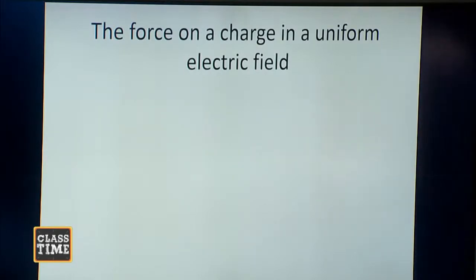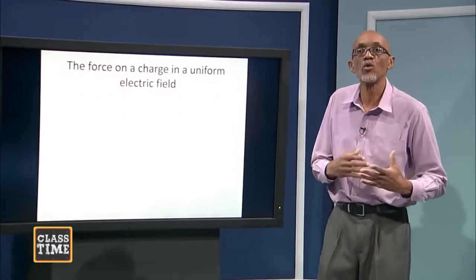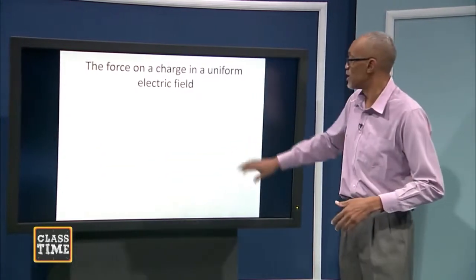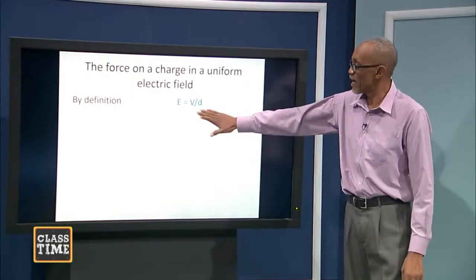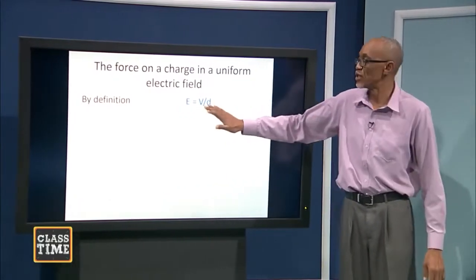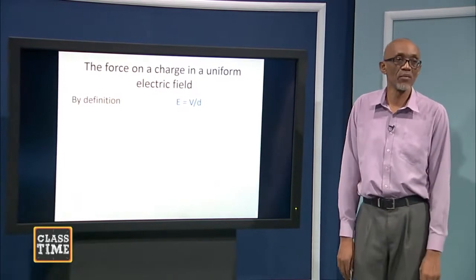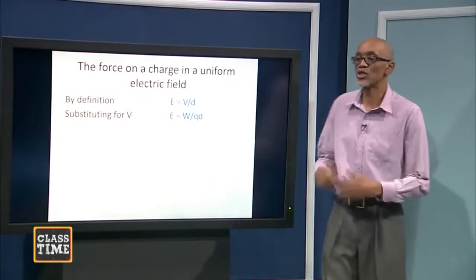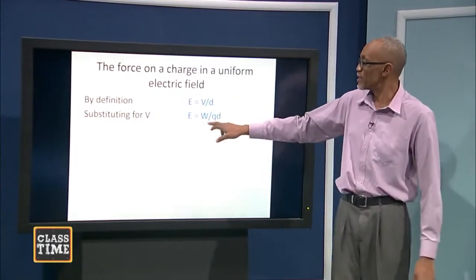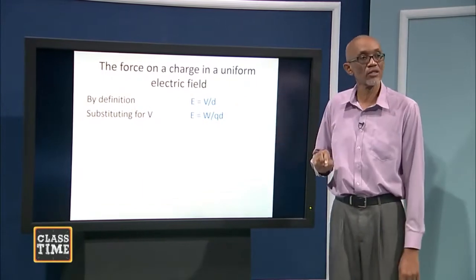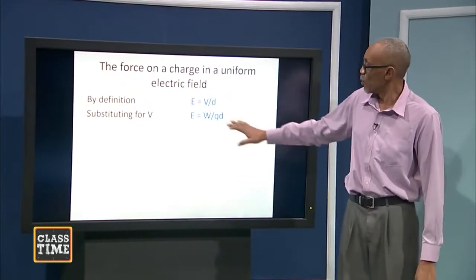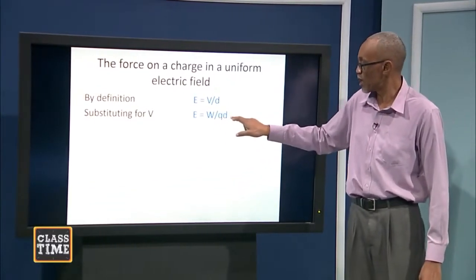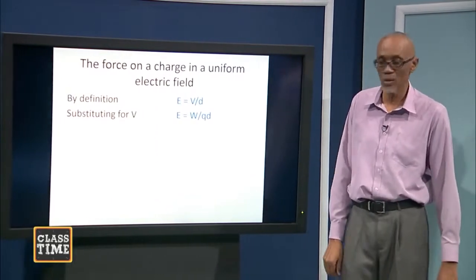So we look at the force on a charge in an electric field. How do we derive an equation for the force on a charge in an electric field? Let's go through all the steps. By definition, electric field is equal to potential difference divided by separation. That was just given to you. Also, remember V is equal to work done per unit charge. So if we substitute for V, we will get that the electric field is work done over charge times distance.